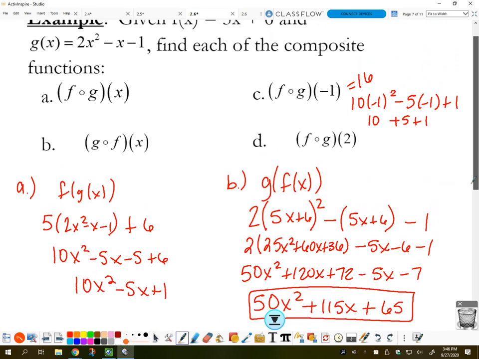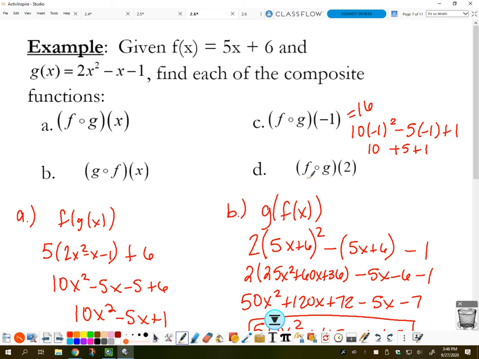Okay, so now, if I want to do this, and let's say I haven't figured out this over here yet, but they just asked me this question and gave me those two functions, I can work from the inside out. So if I find g of 2, come over here and plug in 2. 2 squared is 4 times 2 is 8. Minus 2 is 6. Minus 1 is 5. So I know g of 2 is 5.